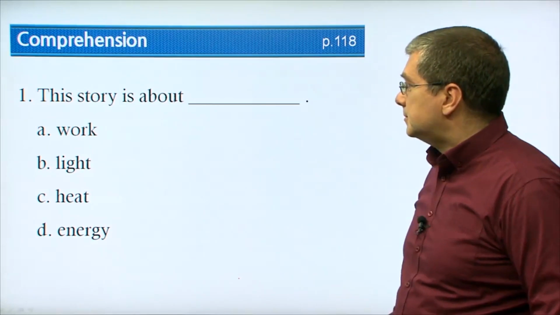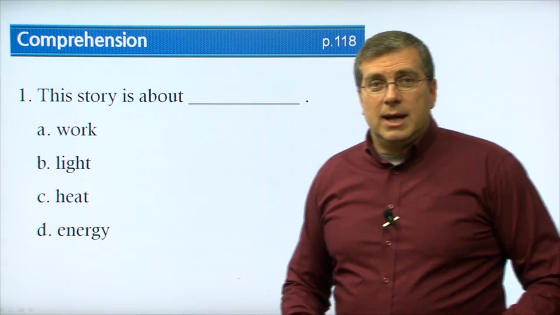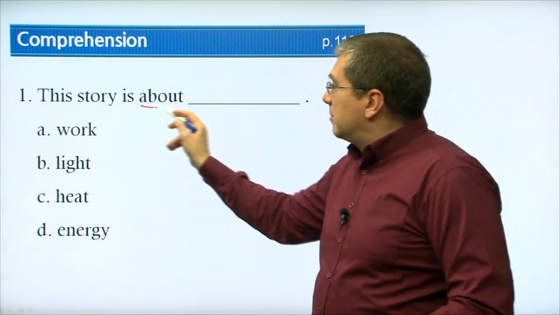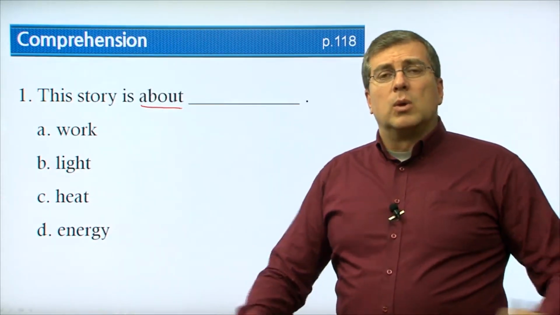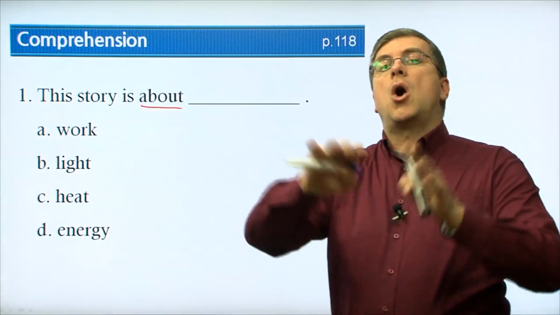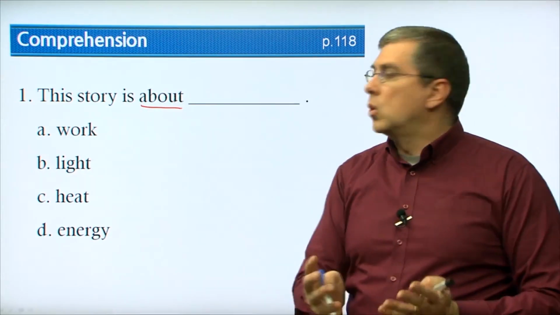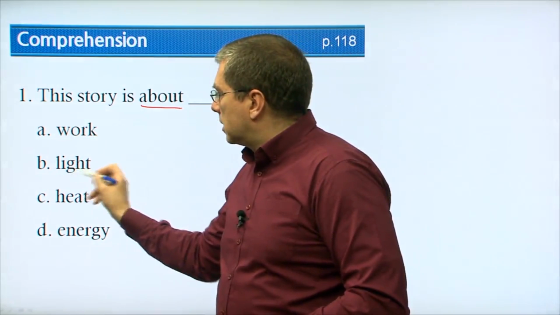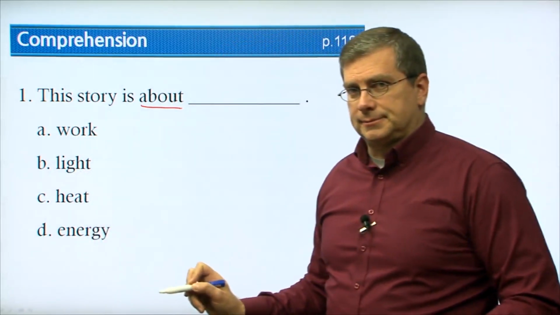Okay. Let's talk about this story with some reading comprehension questions. Number one, this story is about. What is this story about? We're talking about all the things in the story. Not just one thing, but all the things. What word describes all the things in this story? We have work, light, heat, and energy.